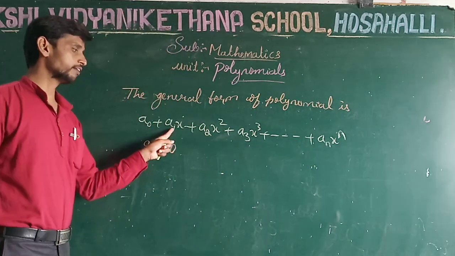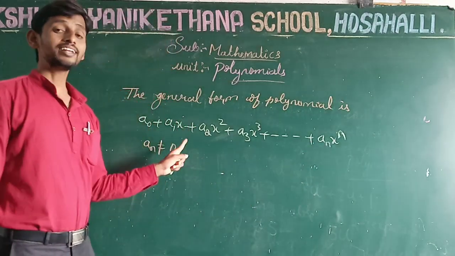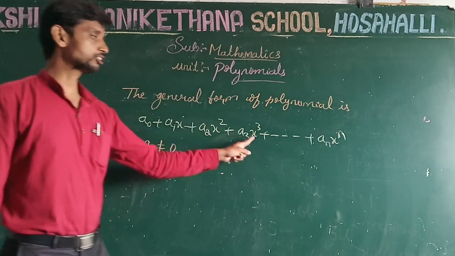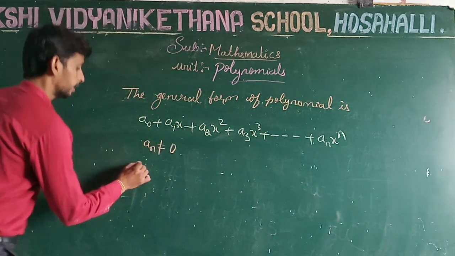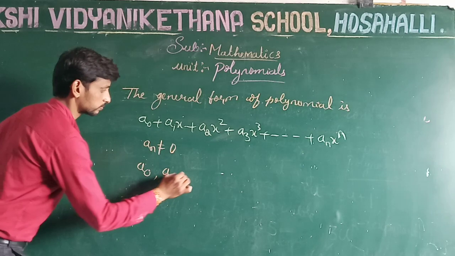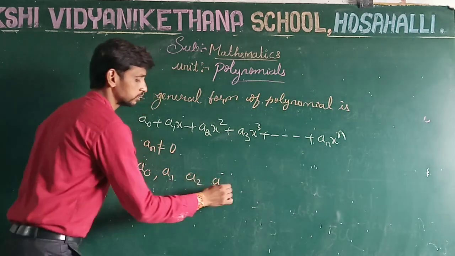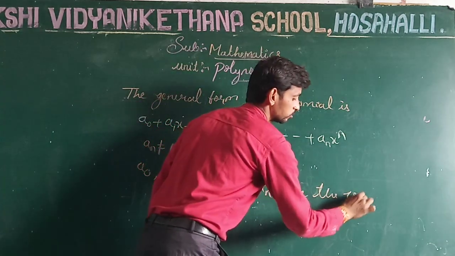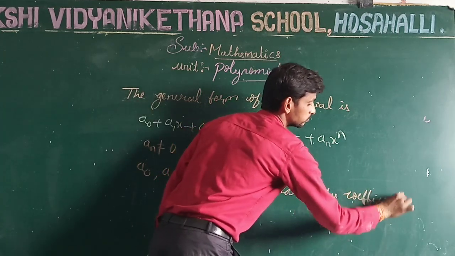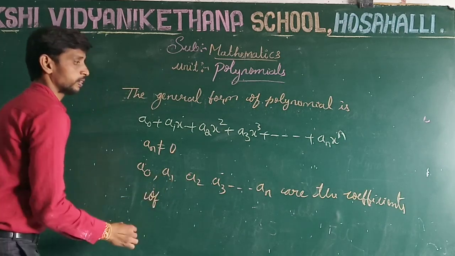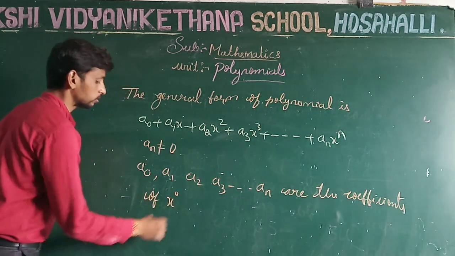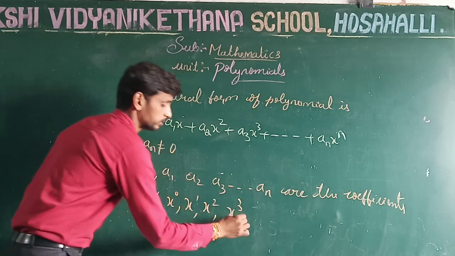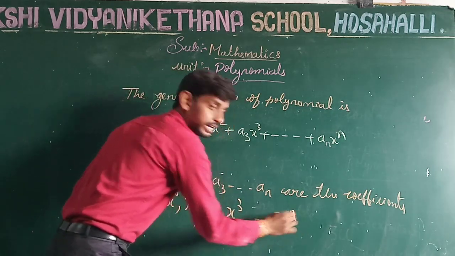As per the example, a0, a1, a2, a3, an are the coefficients of x to the power 0, x to the power 1, x square, x cube, and so on up to x to the power n respectively.